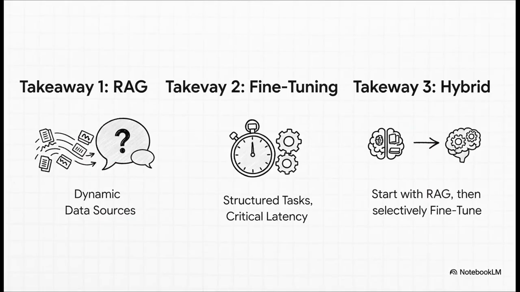Okay, let's boil this whole thing down to 3 main takeaways. Number 1, use RAG when you need real-time answers from data that's always changing. Number 2, use fine-tuning when you need to teach the model a new behavior for a structured task where every millisecond of speed counts. And number 3, probably the smartest move for most people, start with RAG. It gives you quick wins, then you can selectively fine-tune later for those few high-value tasks where it makes sense.